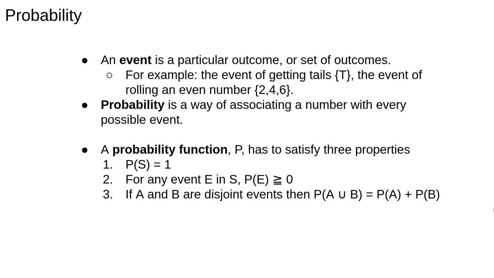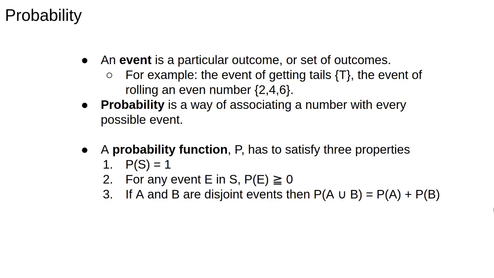So a probability function has to satisfy three properties. Formally, they are P(S) is equal to 1. For any event E in S, P(E) is greater than or equal to 0. And finally, if A and B are disjoint events, then the probability of the union of A and B is the sum of the probabilities of A and B.